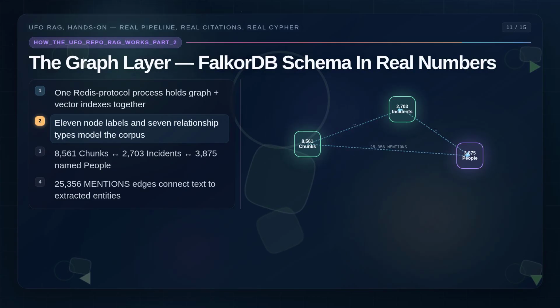Look at the actual numbers from the loaded database in the panel on the right. Several thousand chunks, a few thousand named people, a similar order for incidents extracted by Claude from the chunks, and many more edges connecting text to entities. This is what stage 3 of the GraphRAG subdirectory builds, and what stage 5 loads in under a minute.